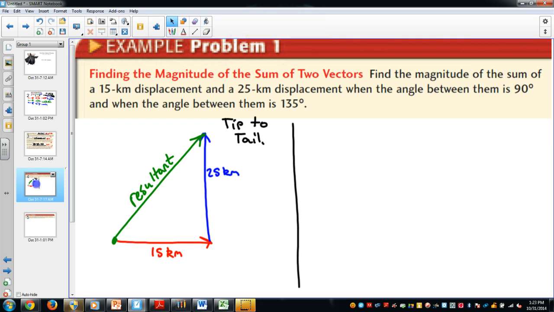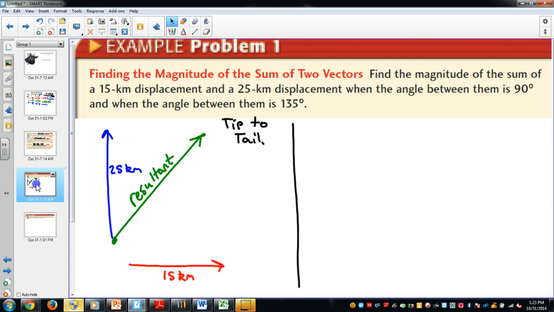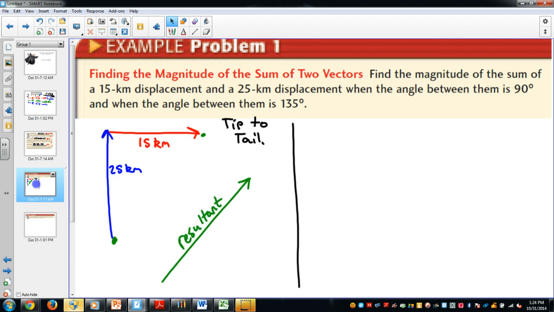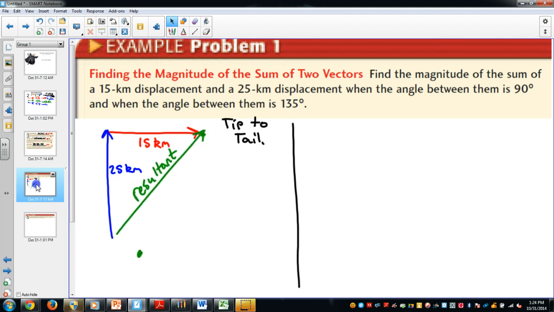And you might say, well, what if I started with adding the 25 to the 15? You'll notice that the resultant is the exact same thing. It doesn't matter what order you add them. Then the question wants to know, how big is this resultant? In this case, because they tell you that it's a right angle, you're just going to use the Pythagorean theorem. A squared plus B squared equals C squared. So if you take 15 squared plus 25 squared, take the square root of it all, you get 29 kilometers.